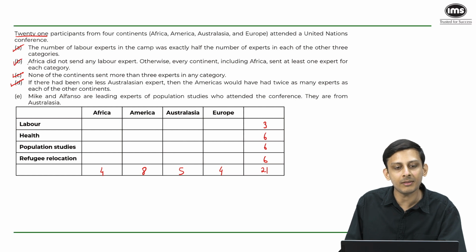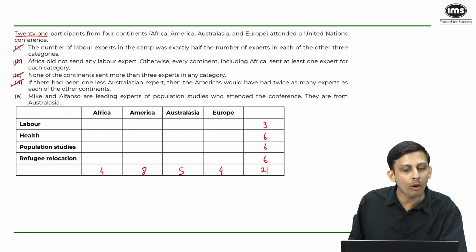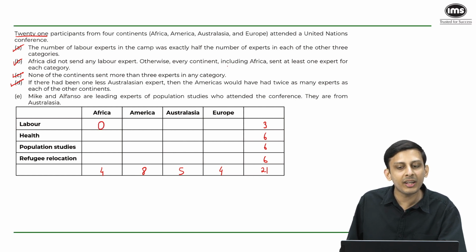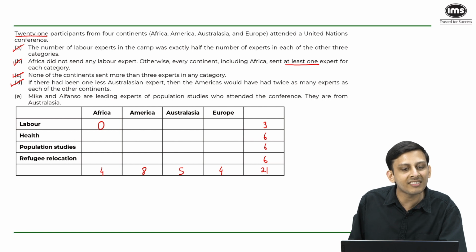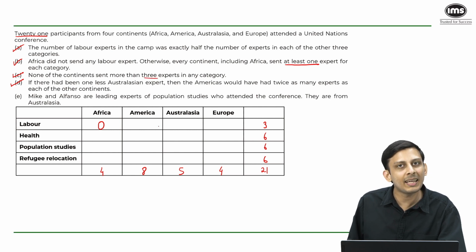So if you look at point B, Africa did not send any labor expert. So from Africa, we had 0 labor experts. Otherwise, every continent, including Africa, sent at least 1 expert for each category. Which means all the other missing values in the table will be at least 1, and all of them will be maximum 3. So we'll keep that in mind that all of the other numbers in the table can either be 1, 2 or 3. Minimum 1, maximum 3.